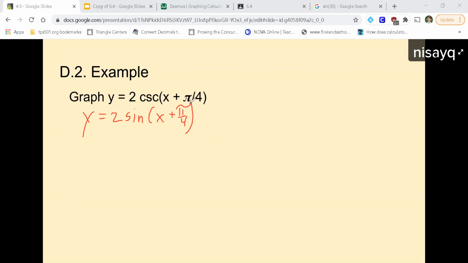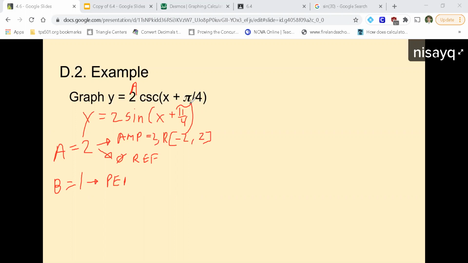As a review on how to do that, again, break this into its parts. Our a value is 2. That tells me that my amplitude, which was -1 to 1, is now between -2 and 2. And because it's positive, I am not reflecting this over the x-axis. Our b value is 1. And so that means the period is not changing at all. It's still 2 pi.